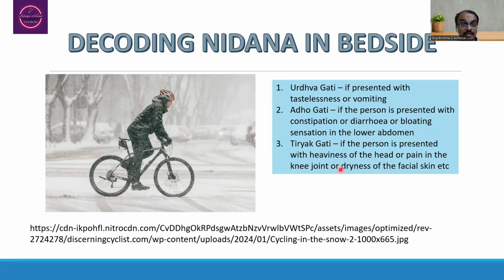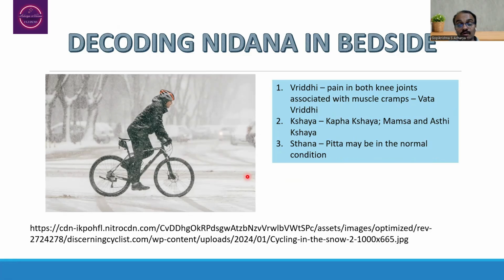Whereas Tiryagati, the clinical presentation will be, for example, pain in the knee joint, or heaviness of the head, or dryness of the facial skin, etc. In this particular example, the movement of the dosha will be observed either in the intravascular compartment or in the interstitial compartment or in the intracellular compartment. In this way, the dosha gati, from the angle of the direction of movement of the dosha, can be predicted here. For example, here the next set of the Abhyantara Hetu classification, that is Vriddhi, Sthana and Kshaya.